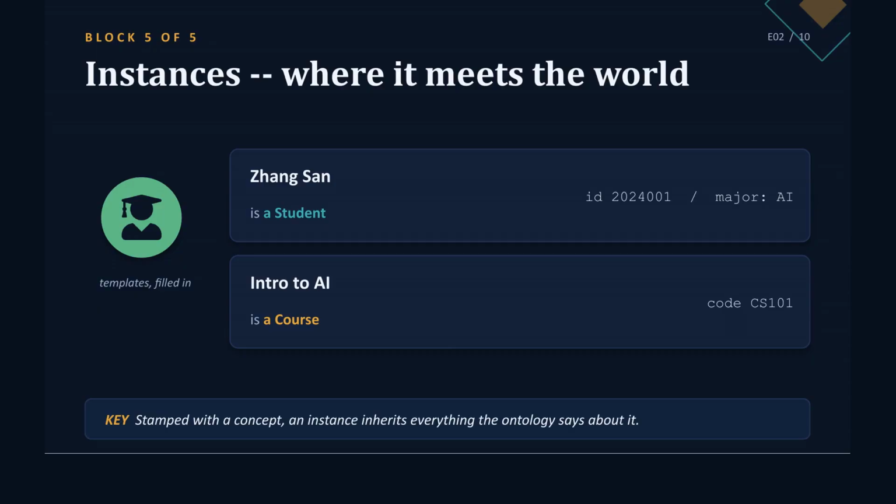Block 5, Instances, sometimes called individuals. If concepts are the blank templates, then instances are those templates filled in, the concrete individuals that genuinely exist in the world. The student Zhang San, with student number 2024001, studying artificial intelligence. The course, Introduction to AI, with the code CS101. Each instance is stamped with a concept, this thing is a student, that thing is a course, and it immediately inherits everything the ontology already says about that concept. Instances are the point where the abstract model finally touches the real world.